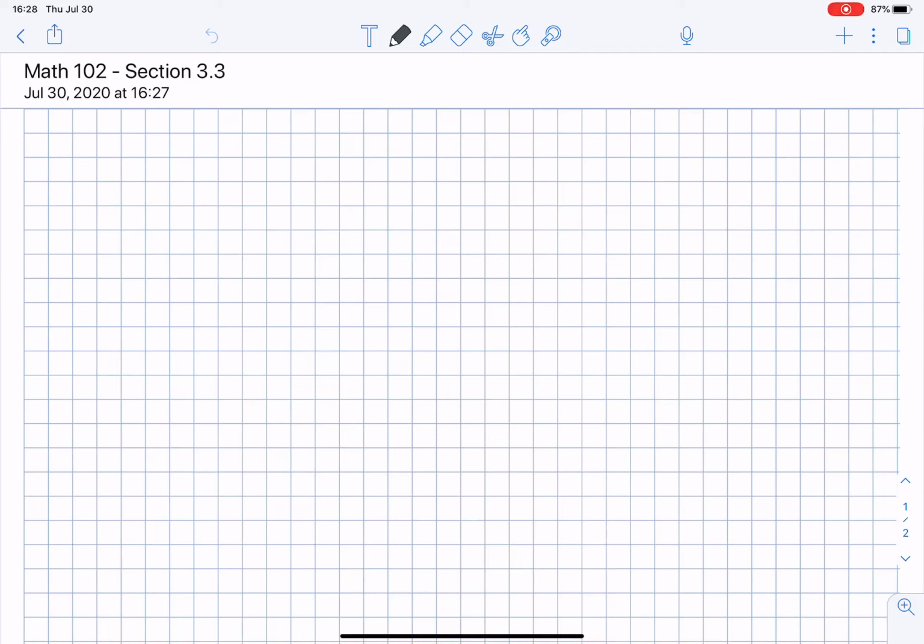Okay, so welcome to 3.3, which is the unit circle. The unit circle. Okay, but before we begin with that, let's recall.